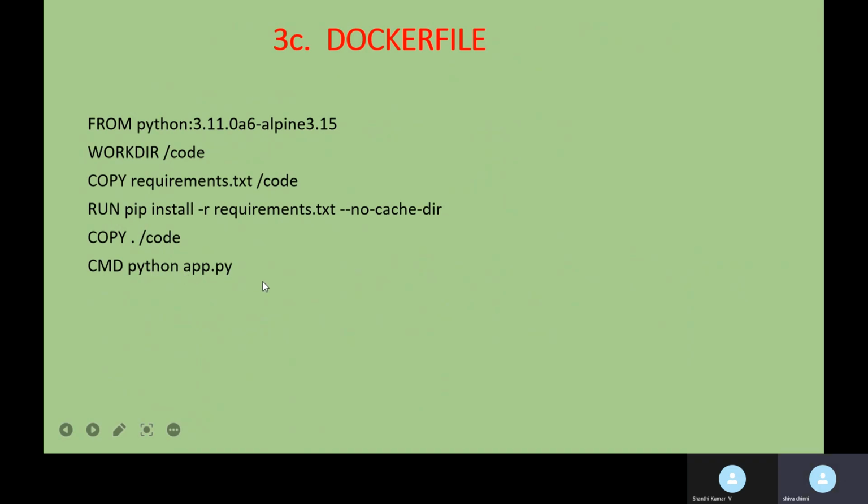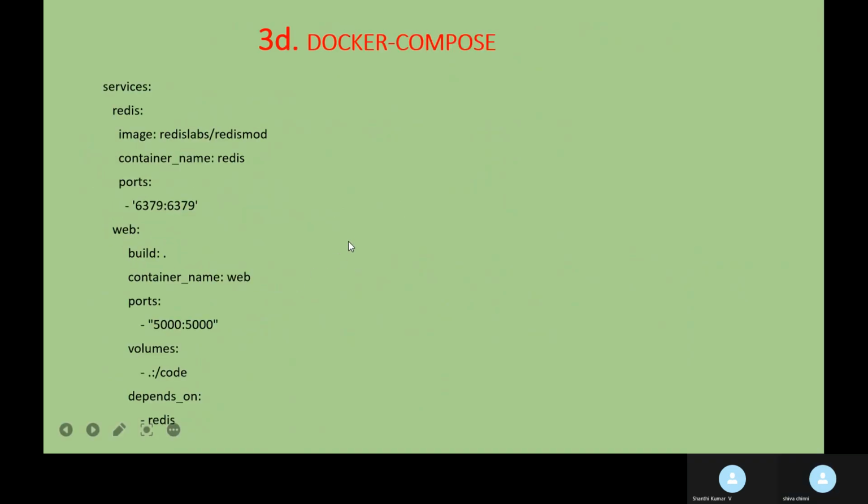So this is our code Dockerfile. I have taken 2 images. This is the Docker Compose file, written in YAML language. I have taken 2 services. Service one is Redis from dockerhub.com.